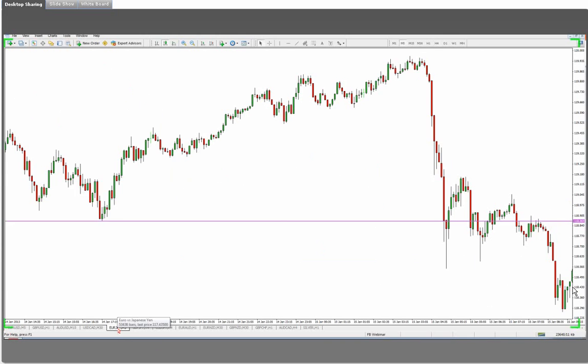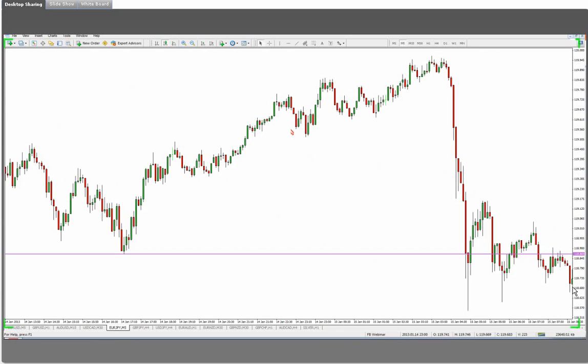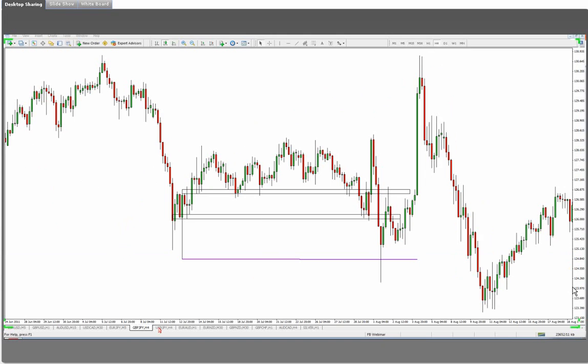Euro yen M5. Now this is an example of one I wouldn't take, because unlike the last example, if you look at the total rejection, it's very small. Bars close right on the swing low. The actual trend down, if you go back to the other one, the trend down is not strong on this. The rejection is very big.